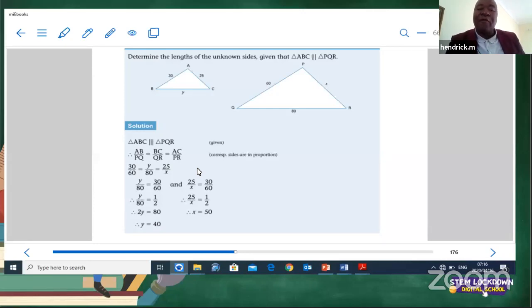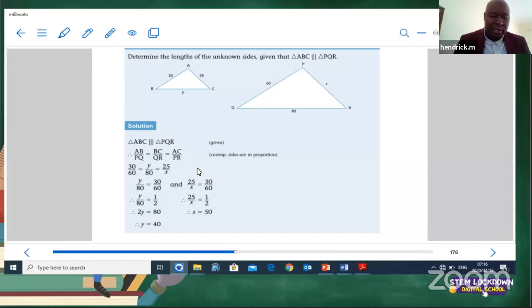And what is the value of AB? The value of AB is 30, then you substitute. And the value of PQ is 60. So you have 30 over 60 is equal to, and then BC, as you can see, is Y. So that's an unknown divided by QR, and QR is 80. And this in turn is equal to AC is 25, and PR is X. From this point, you can now solve for Y.